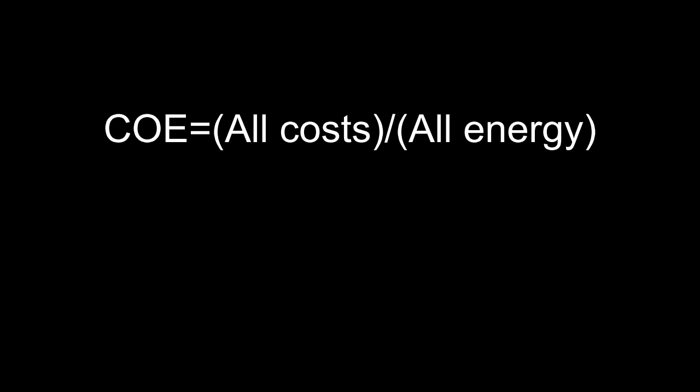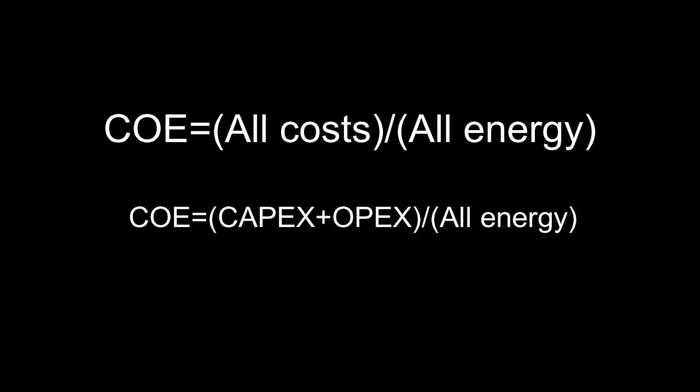Cost of energy can be calculated as all costs divided by all energy produced. More specifically, costs can be represented by capital expenditures, CapEx, and operational expenditures, OpEx. So CapEx is what we invest upfront, and OpEx is the cost component that describes all the costs during the lifetime of the turbine, like repair, maintenance, and so on.